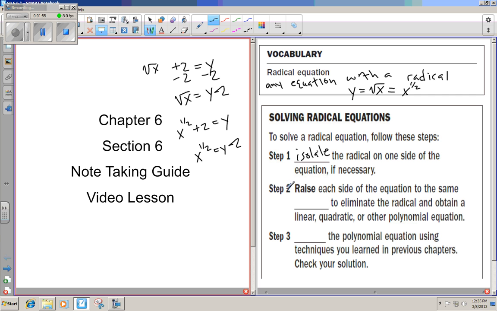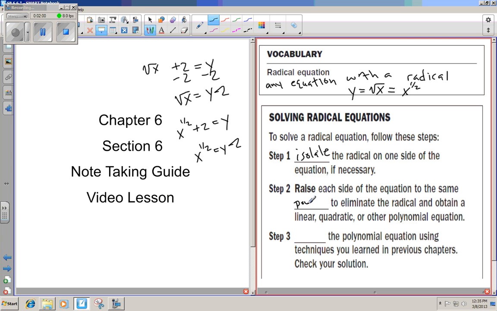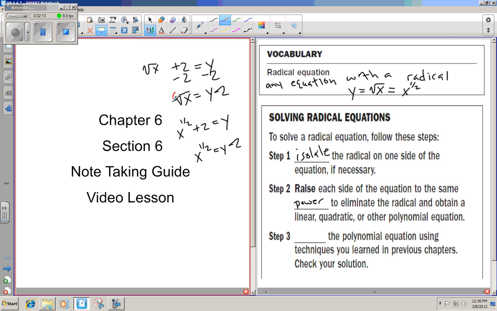The next step is to raise each side of the equation to the same power to eliminate the radical and obtain a linear, quadratic, or other polynomial equation. So that means from right here, you would raise this square root to the second power. So your new equation would be x equals y minus 2, squared.